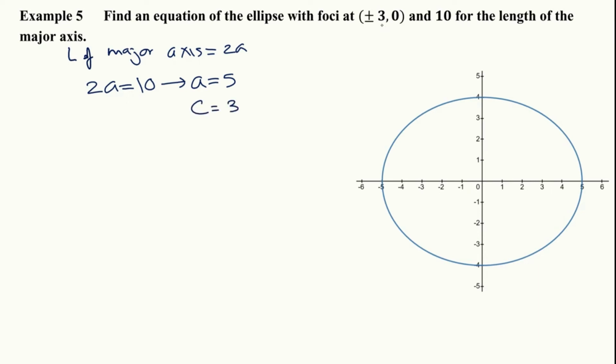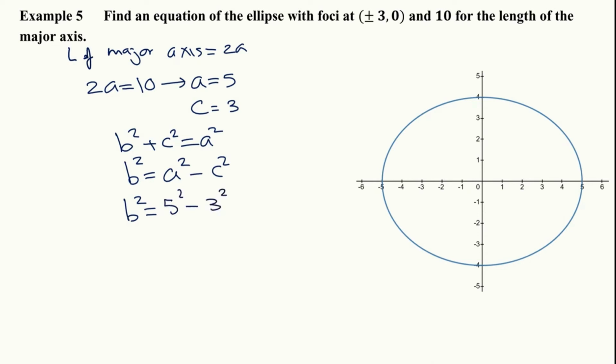So therefore, using the fact that b squared plus c squared equals a squared, we can easily find the value of b. So we solve this for b, so we get b squared equals a squared minus c squared. So b squared is going to be 5 squared minus 3 squared, so b squared equals 25 minus 9, so b squared equals 16. So b is going to be plus or minus 4.